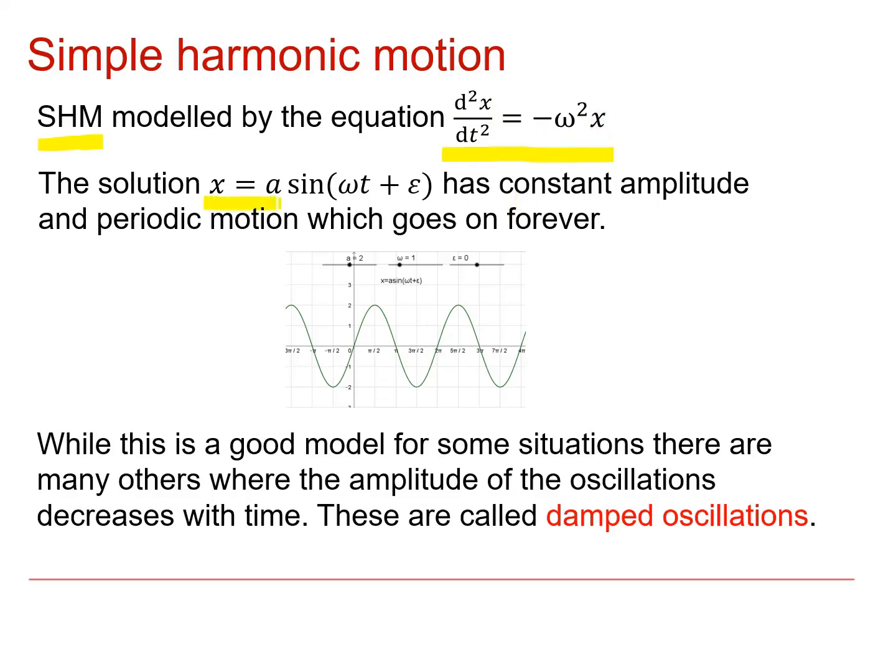Its general solution has a constant amplitude and therefore gives us a periodic motion which goes on forever, as you can see on this graph. While this is a good model for some situations, there are many others where the amplitude of the oscillations decreases with time. Think of a pendulum slowly swinging and gradually the oscillations will dampen down, or indeed a mass hanging on the end of a spring. Eventually the amplitude of the oscillations will decrease over time. Those types of oscillations are called damped oscillations.